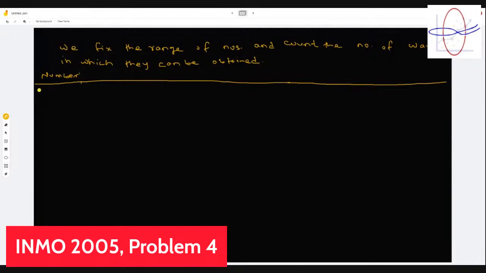Take a range of the number. So the smallest possible number, as we discussed, is this, and take a range from all possible this thing. So this is our range, and we want to count the number of numbers that can be of this form or that can lie within this range.